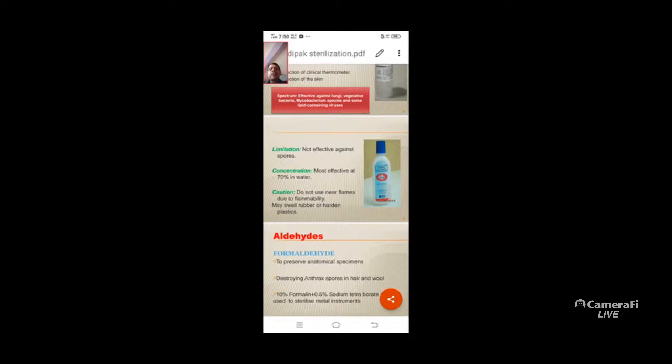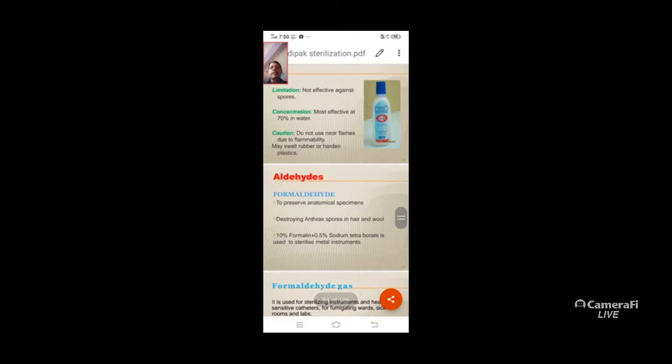in water. Caution, do not use near the flames because it is flammable substances and may soil rubber or hardening the plastic. If the ethyl alcohol is used for the plastic surface or rubber surface, the rubber or the plastic is hardening. And there is the aldehyde, the formaldehyde, to preserve the anatomical specimen like liver, lungs, etc., which are used for the preservation by formaldehyde.